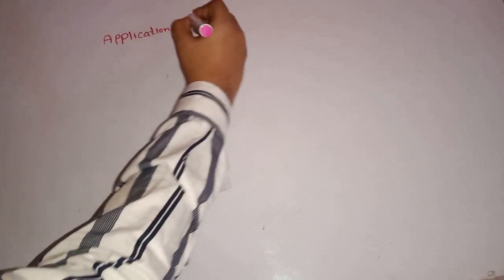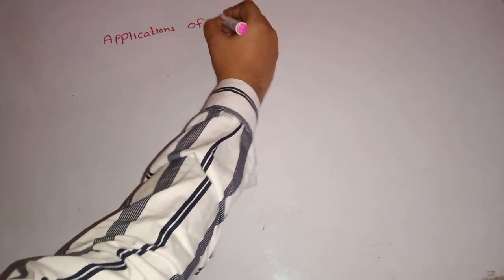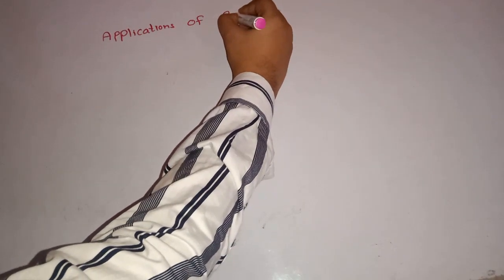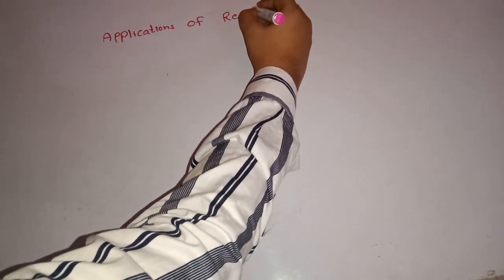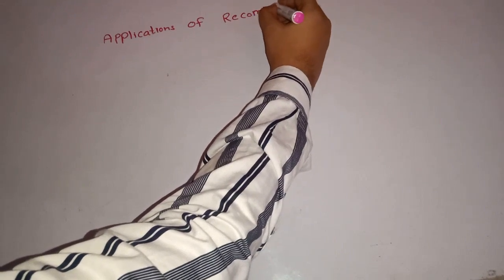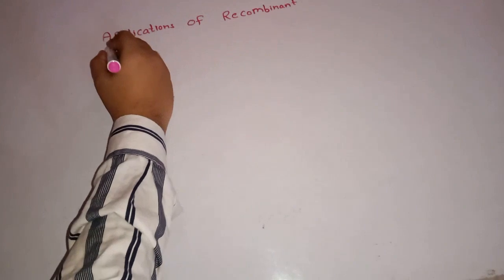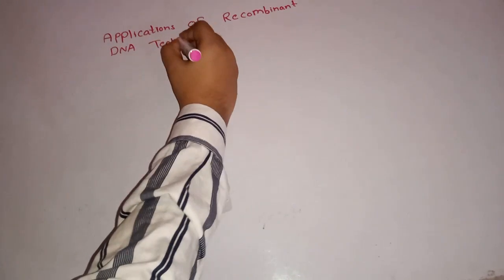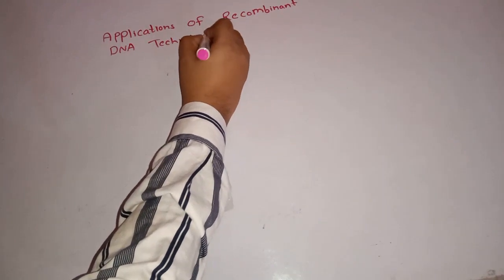So, the topic for today is applications of recombinant DNA technology in plants. Before we proceed further, let's understand what we mean by recombinant DNA technology. Recombinant DNA technology is a technique to introduce foreign DNA into an organism, not any DNA, but recombinant DNA. What is recombinant DNA?